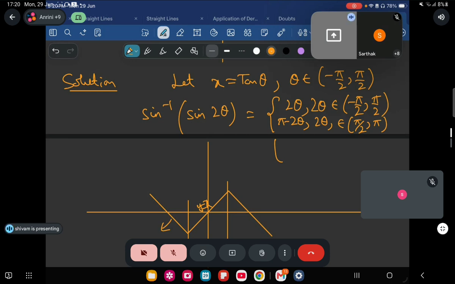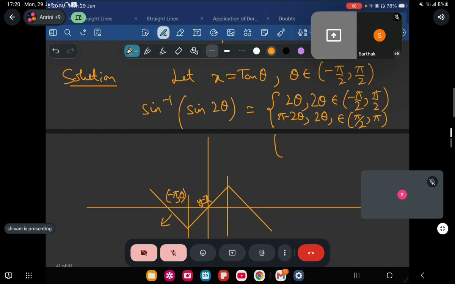Just use point slope form. Equation of a straight line through (minus pi, 0). This is, tell me. Pi plus x. Slope is negative now. So it will be minus pi minus x now. Yes, minus of whole pi plus x. So it will be minus pi minus 2 theta. See, it is so simple. Tell me. 2 theta belongs to minus pi by 2.